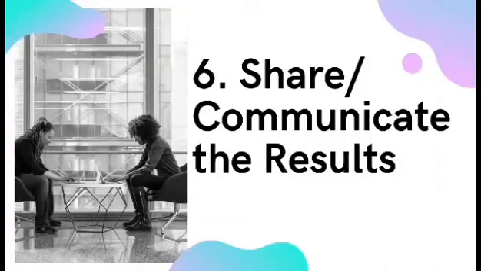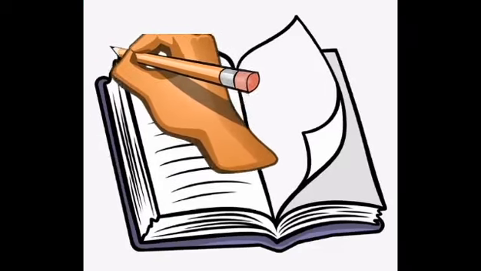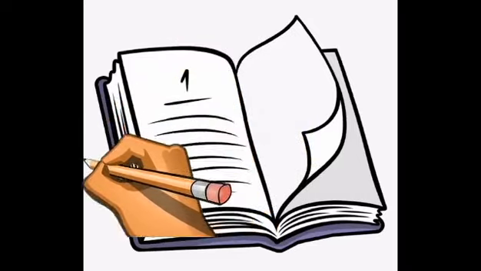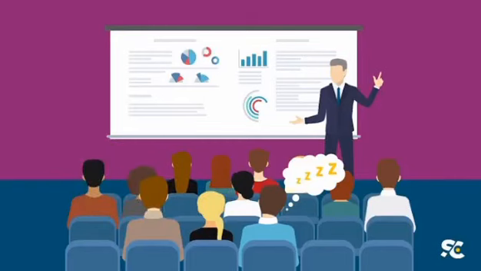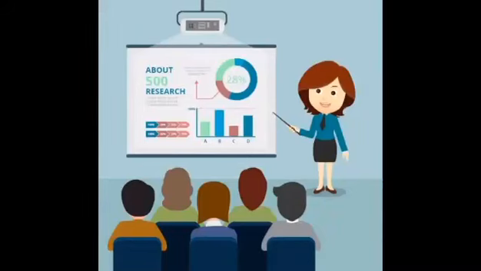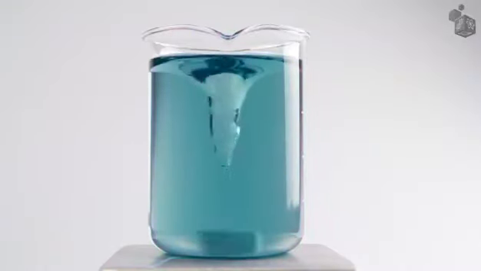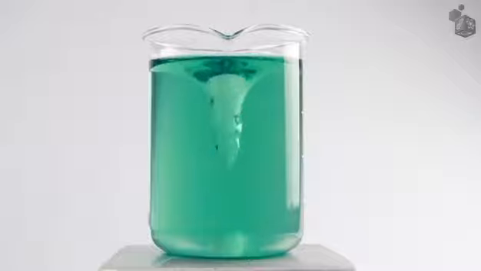We're now into step number 6, communicate or share the results. Results must be communicated in the form of a written paper or presentation. Communication helps other scientists performing the same experiments to see if the results of your experiments are the same as their results. This helps people to see if results are repeatable.